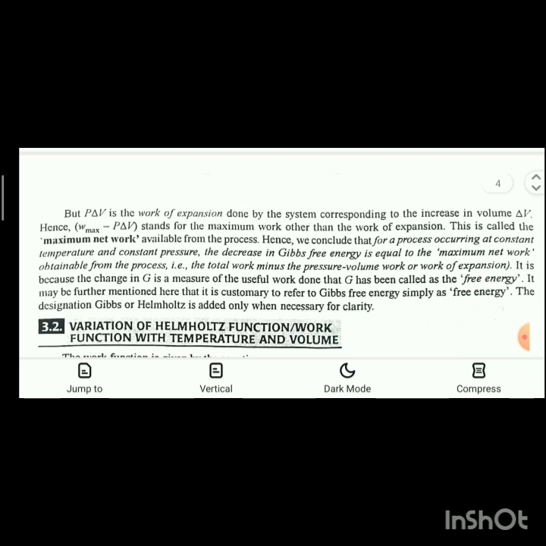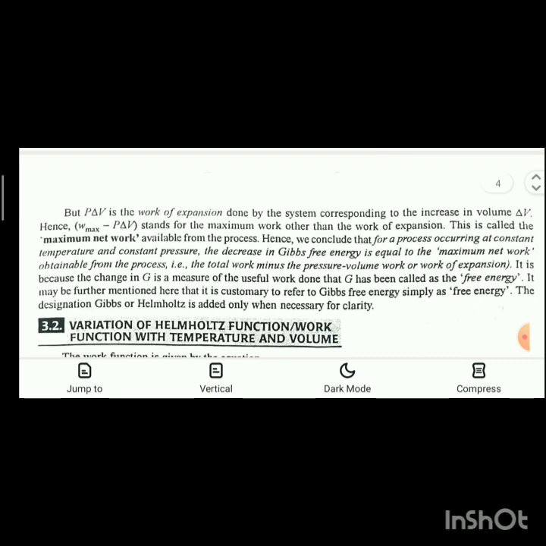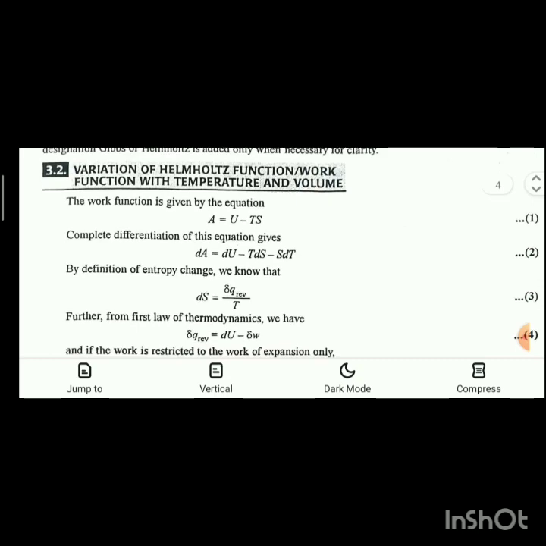It may be further mentioned here that it is customary to refer to Gibbs free energy simply as free energy. The designation Gibbs or Helmholtz is added only when necessary for clarity. Variation of Helmholtz function, work function, with temperature and volume.